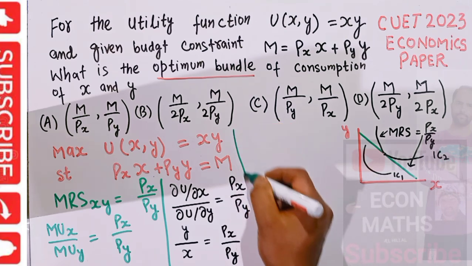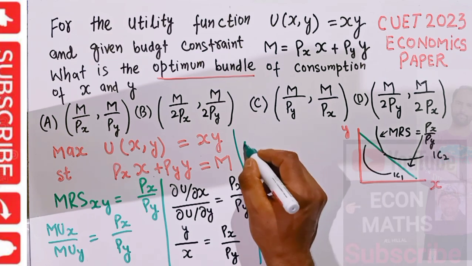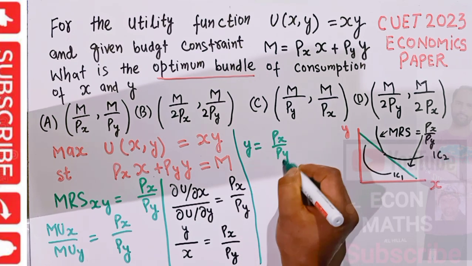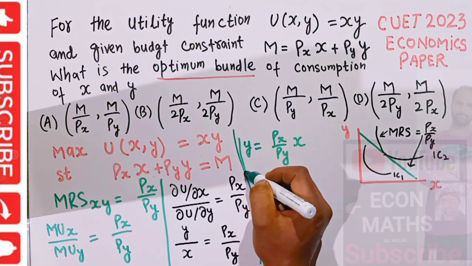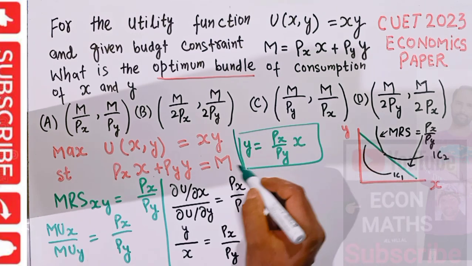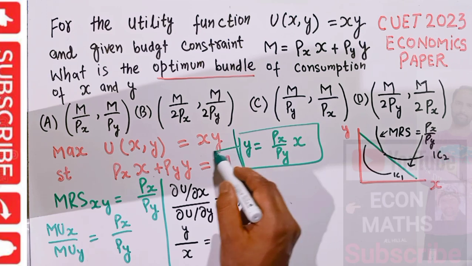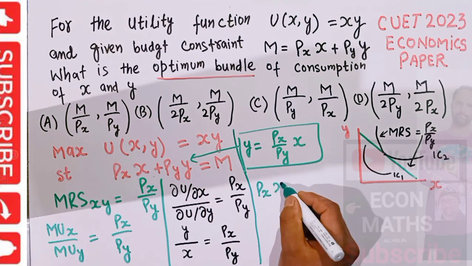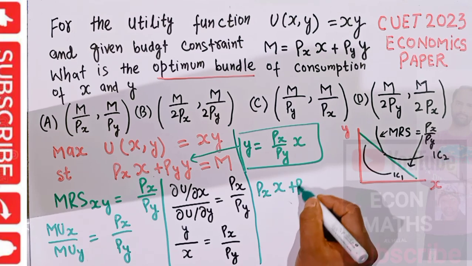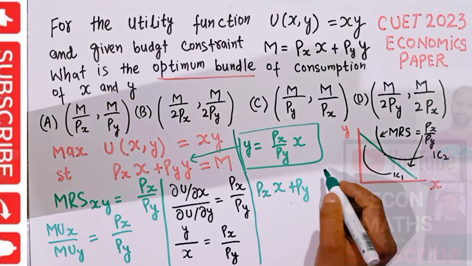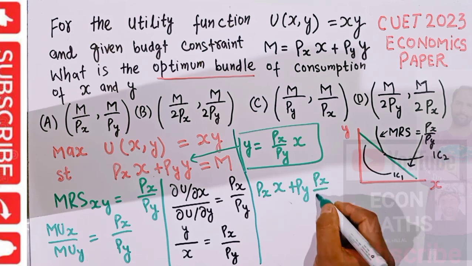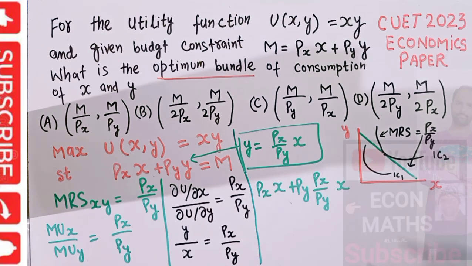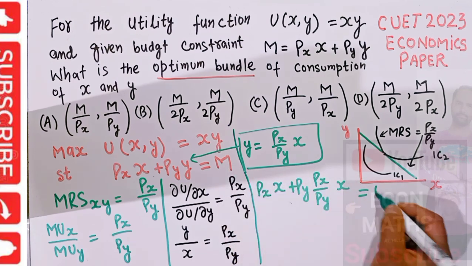Having said that, let us solve this for y. So we have y is equal to price of x upon price of y times x. Let us substitute this into the budget constraint. So here we put the value of y. So we get price of x times x plus price of y times the value of y, which is price of x upon price of y times x, should be equal to m.